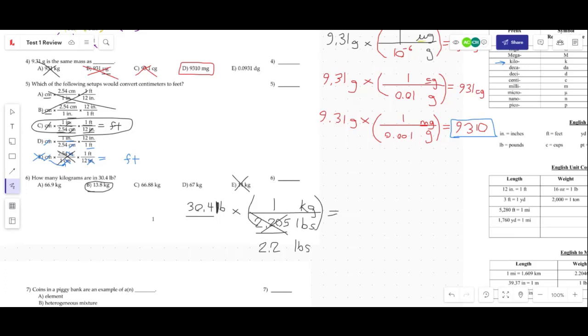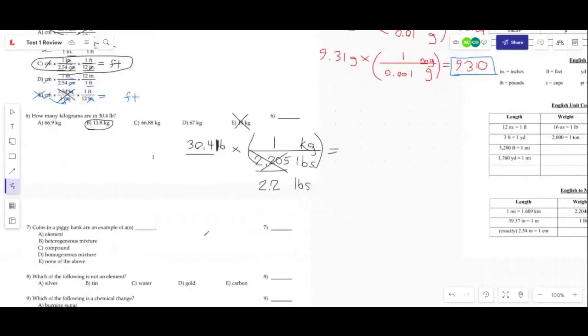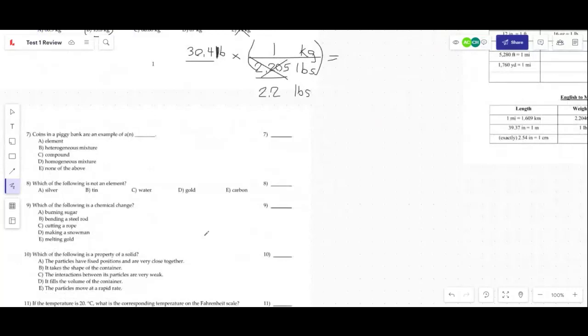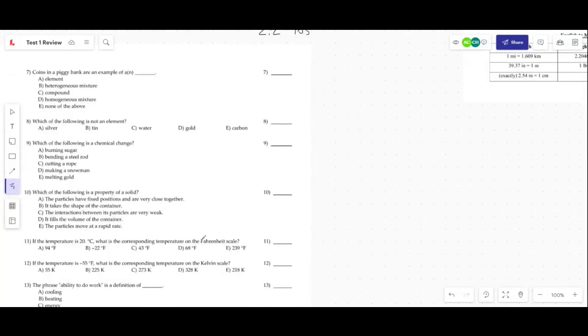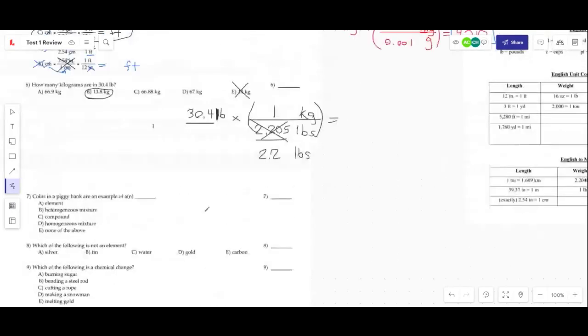Any questions so far? Okay. And feel free to stop me at any point if you do have a question. I think I'm struggling with conversion factors. I'm struggling with it.